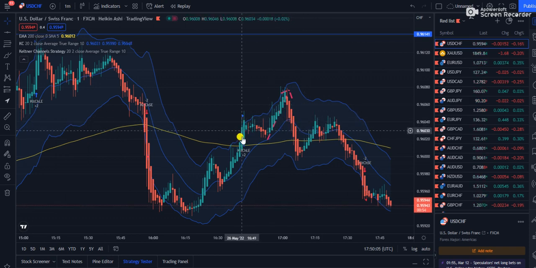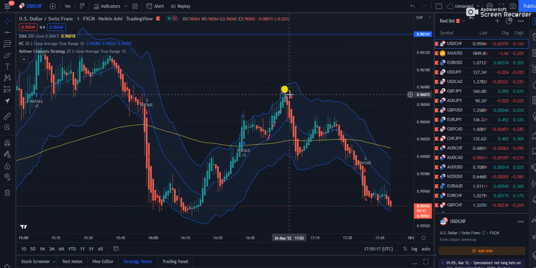So basically what this is telling you is that when any candle breaks above the top Keltner channel, this is a clear message from the Keltner channel: now the trend can change, or it can go to the upward side, right?